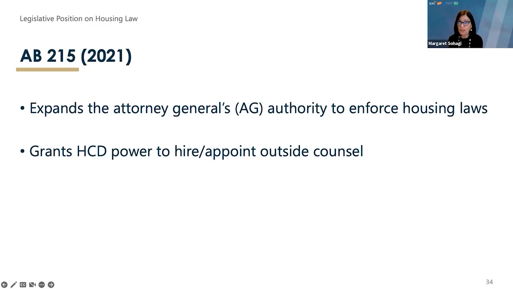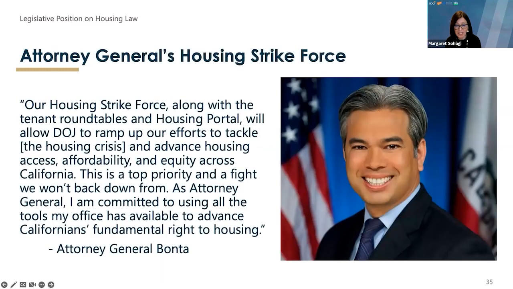And this is different because it used to be, before 215, that the Attorney General only acted when it had a referral from HCD. Now it has independent authority. So what has the Attorney General done with it? If you can move to the next slide, please. The Attorney General has established a housing strike force. And this was the press release from our Attorney General when he founded the Housing Strike Force. And note the last part of that. I am committed to using all the tools my office has available to advance Californians' fundamental right to housing.